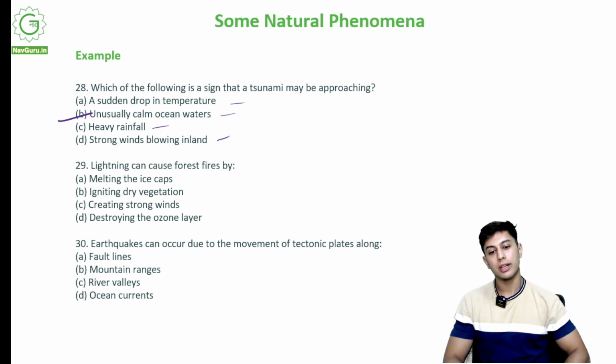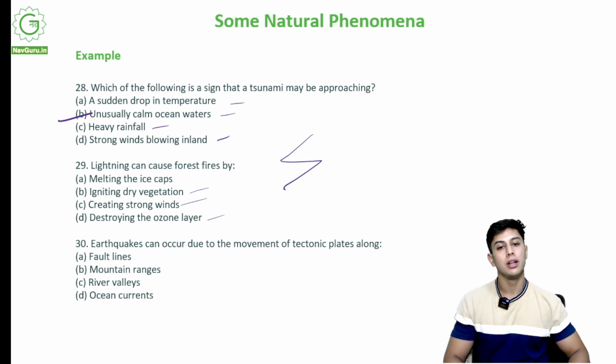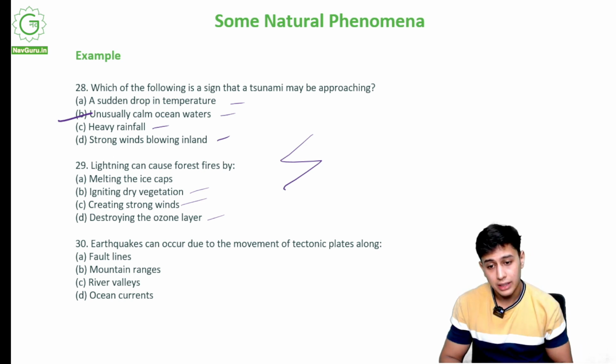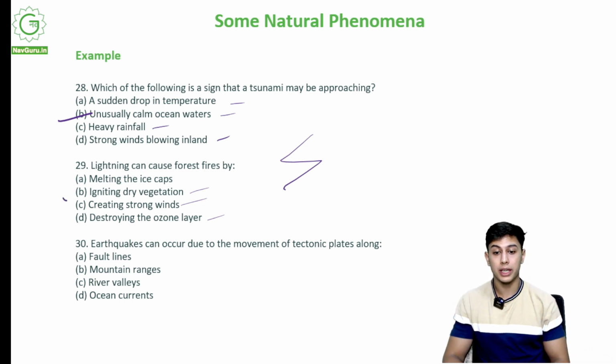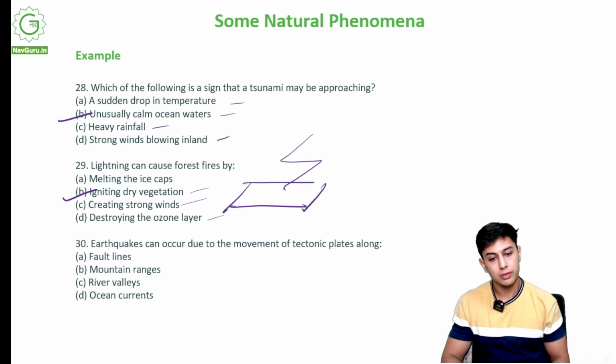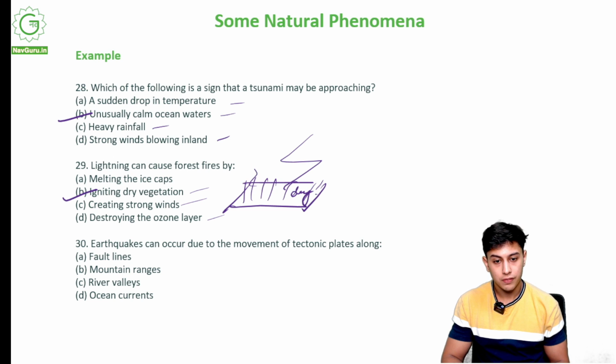Lightning can cause forest fires by melting ice caps, igniting dry vegetation, creating strong winds, destroying the ozone layer. So when lightning strikes a patch of land that has a lot of dry plants, like dry vegetation, dry wood, that will catch fire because it is very hot. So igniting dry vegetation. Vegetation means plants. A lot of area where there are dry plants can catch fire.